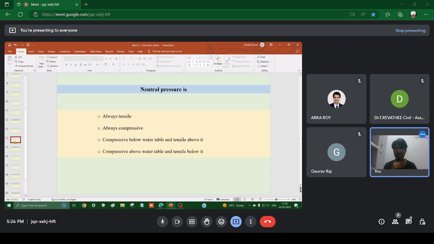Neutral pressure is always tensile, always compressive, compressive below water table and tensile above it, or compressive above water table and tensile below it. Okay. Next question.